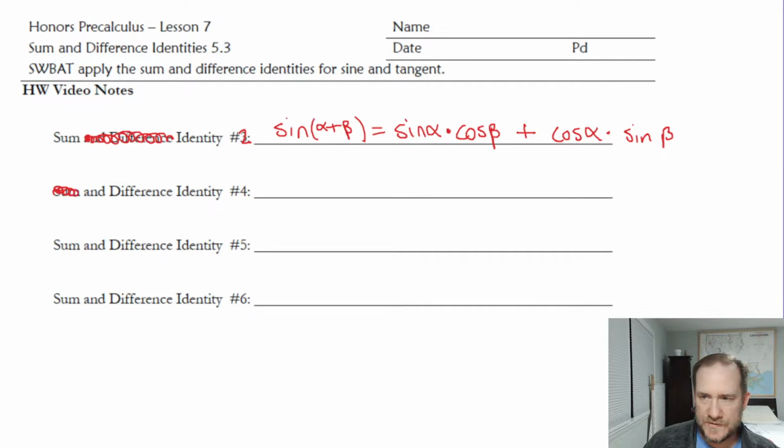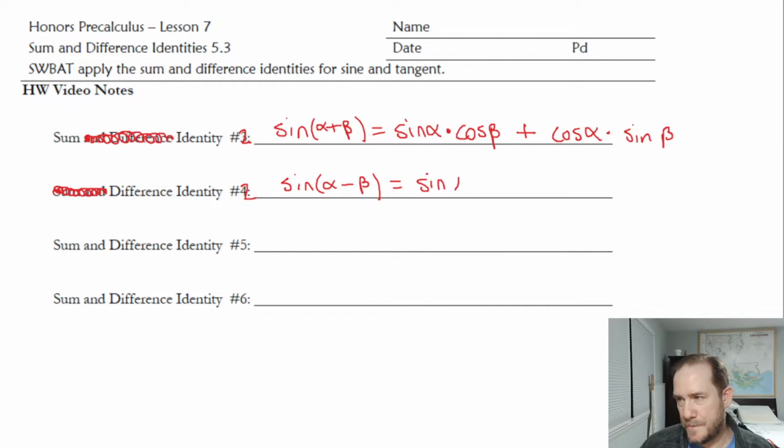So speaking of differences, our difference identity number 2 for cosine would be cosine of alpha minus, okay. All right, back that up. I obviously meant to say the sine of a difference rule would be that the sine of alpha minus beta. And again, how repetitious is this? But it's going to be sine alpha, sine beta, minus cosine alpha, cosine beta. And we can come back to these in a minute, but these are going to be the rules for tangent. But let's go do the sine ones first.